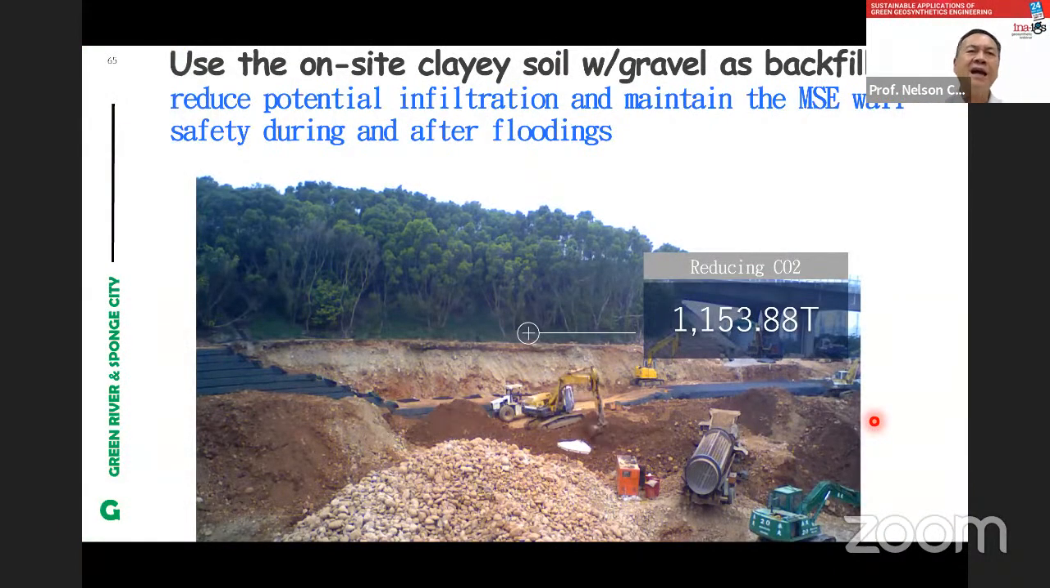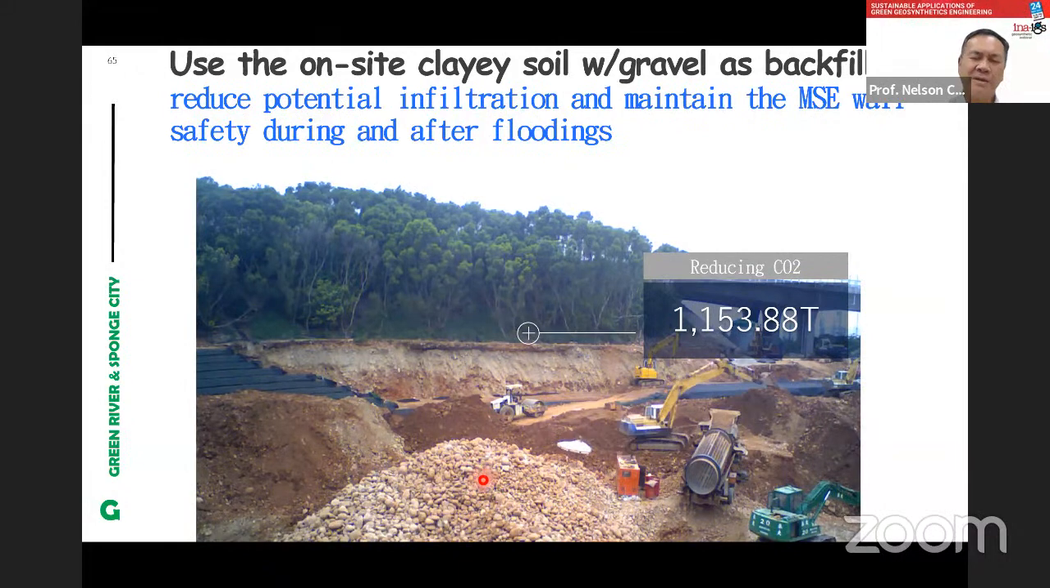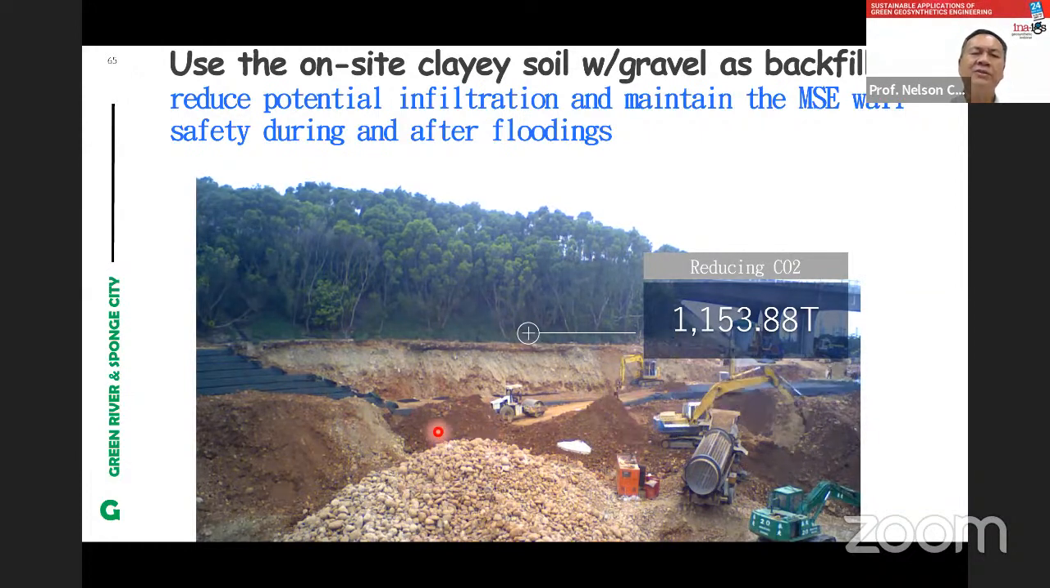They use the unsigned clay material as a backfill. Since the original material is clay with gravel, and gravel is more expensive and can be used for other purposes, they separate the clay from the gravel, and the gravel was removed for other purposes. They're using clay as a backfill for this detention pond wall.